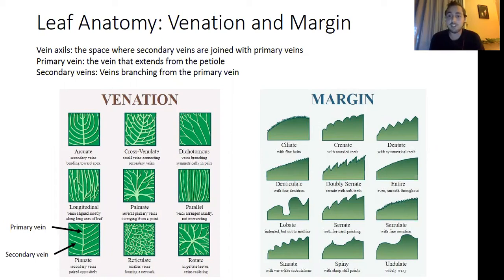In our leaf margin, again, we have all different types of ways our leaves can look on the margin. We have ciliate, which is with fine hairs. This is usually only seen with a hand lens, so reiterating the importance of having a hand lens. Dentate is symmetrical teeth, like our arrowwood viburnums. Entire is just even and smooth throughout. And then serrate, which is a little bit different than dentate because our teeth are pointing forward towards the tip of the leaf.